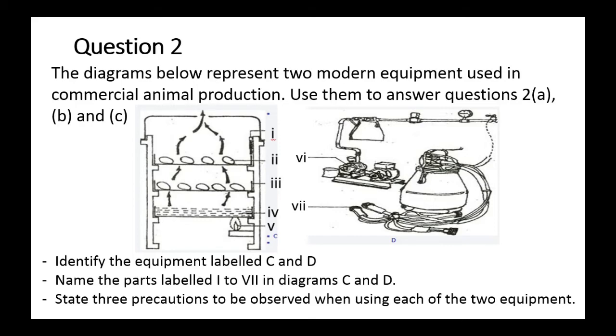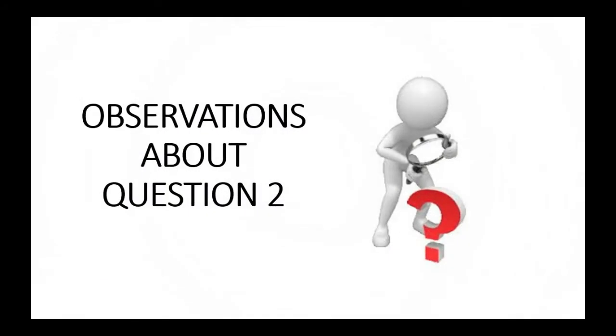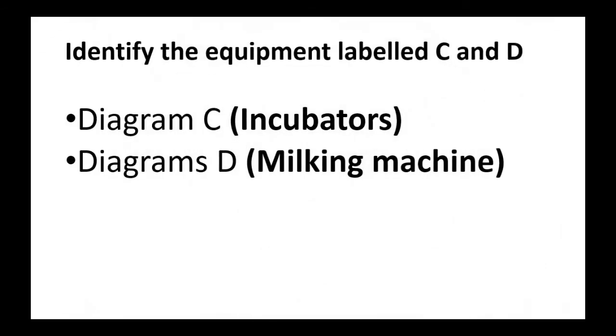Before we move on, we are going to be looking at observations of WAEC about question number 2. This question was fairly attempted by the candidates. Most of the candidates were able to identify diagram C, but some found it difficult identifying diagram D. In 2B, most candidates could not name the parts labeled I to VII in diagrams C and D. Now, we are going to do justice to all that in this question. Starting with identification of equipment: equipment C is an incubator and D is a milking machine.